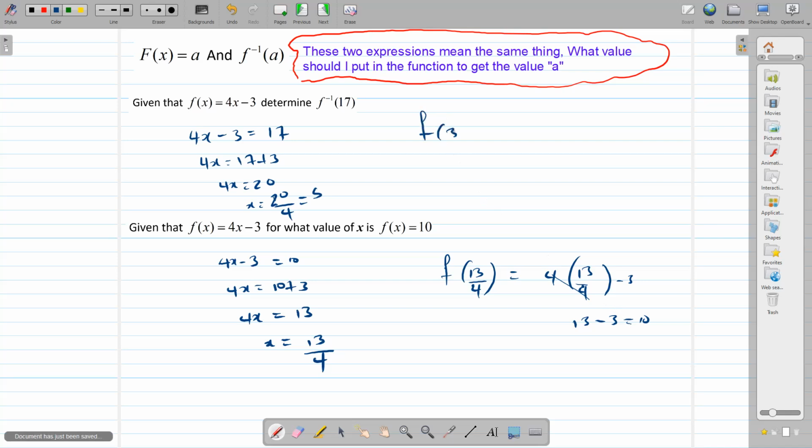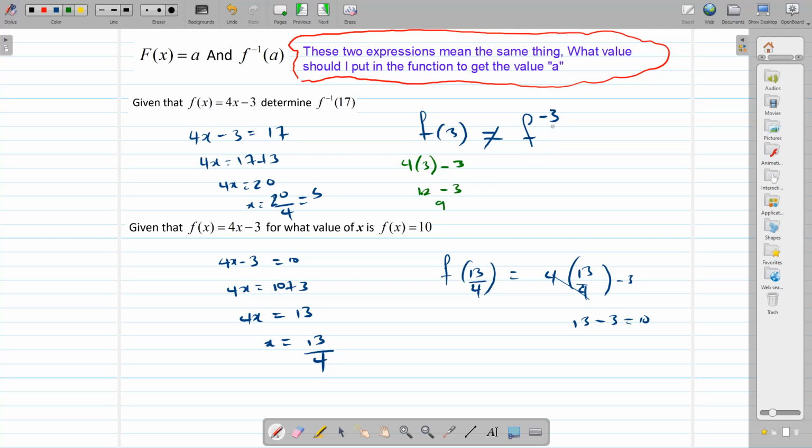f of 3 is very, very different from f of negative 3. In this question, if you were working out f of 3, all that you would do is substitute 3 into that function. So f of 3 would mean 4 times 3 minus 3, which would be 12, take away 3, which would give you 9.